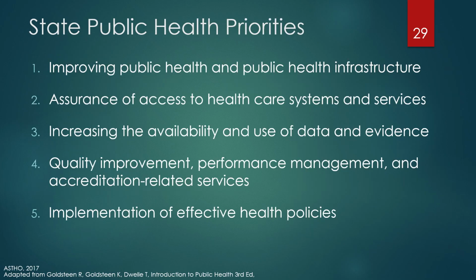In 2017, state public health officials listed 5 priorities. 1. Improving public health and public health infrastructure. 2. Assurance of access to healthcare systems and services. 3. Increasing the availability and use of data and evidence. 4. Quality improvement, performance management, and accreditation related services. And 5. Implementation of effective health policies.